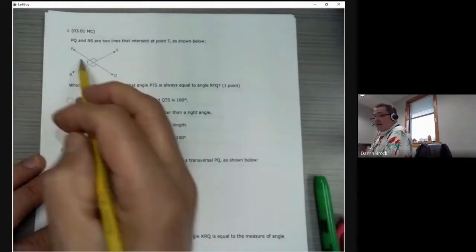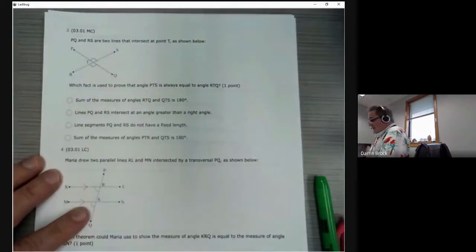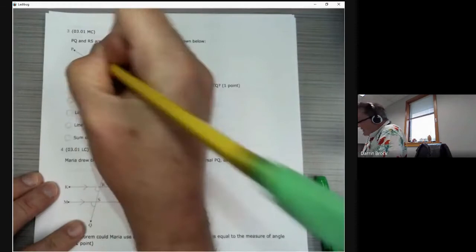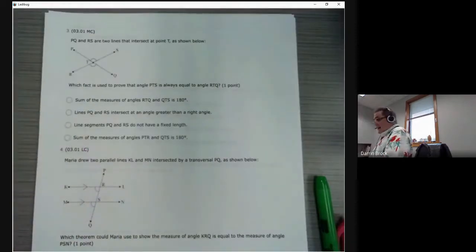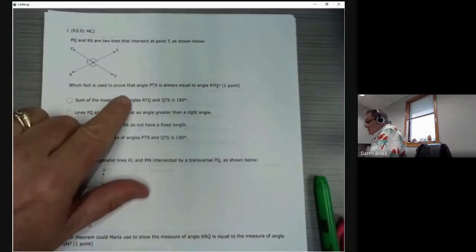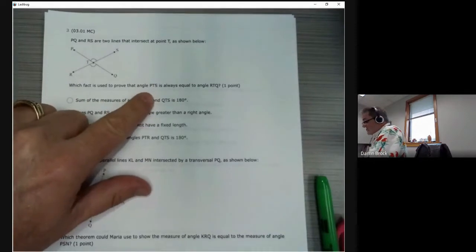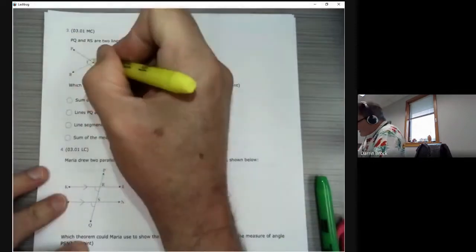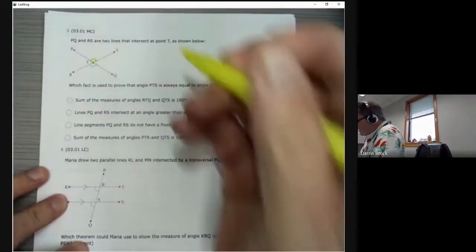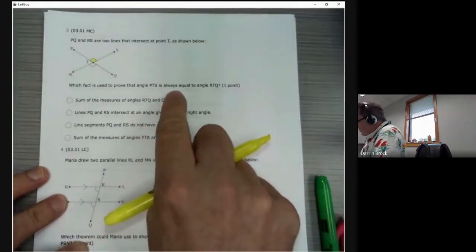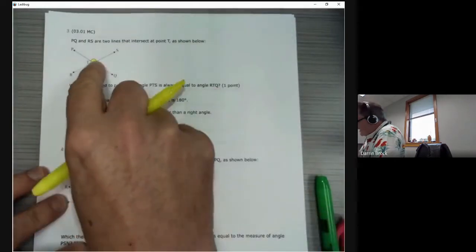PQ and RS are lines that intersect at point T. So then we're going to make that point. That's point T. That's T right there, as shown below. Which fact is used to prove that angle PTS, let's mark that, PTS, so that's the one that they have marked right there, is always equal to RTQ.